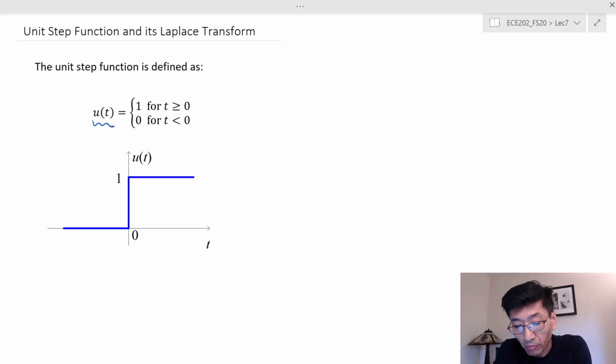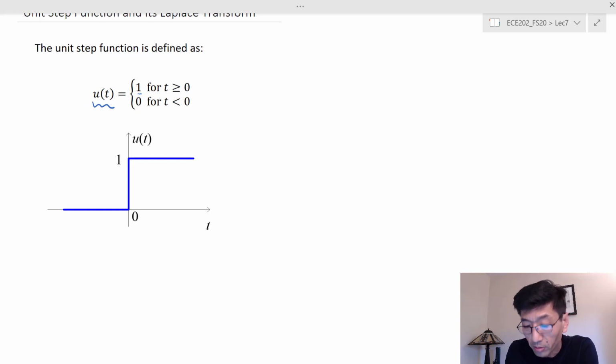That's where the unit comes from. It has a step change of 1 at t equal to 0. So at t equal to 0, in this case we follow the text convention of using 1. Actually, there are different conventions used. Some texts use half, some use 0 for t equal to 0. That's not critical. So we use u(t) equal to 1 at t equal to 0. So in this case, this is the unit step function.